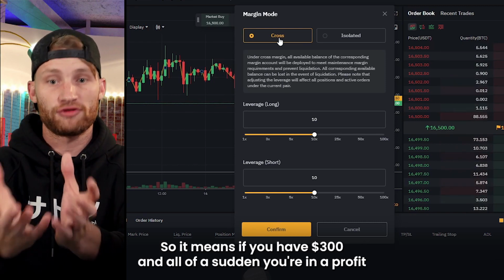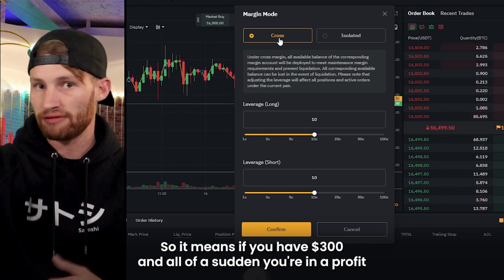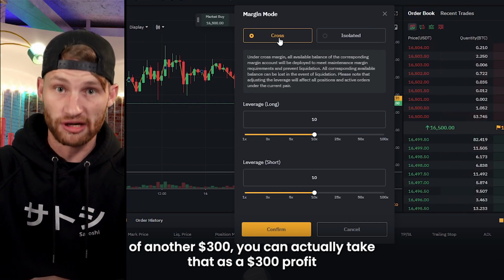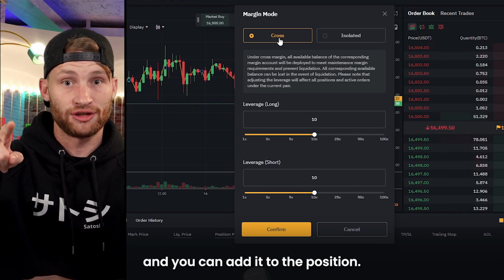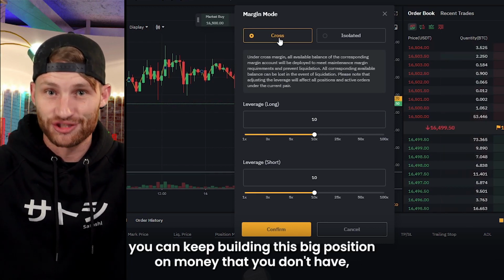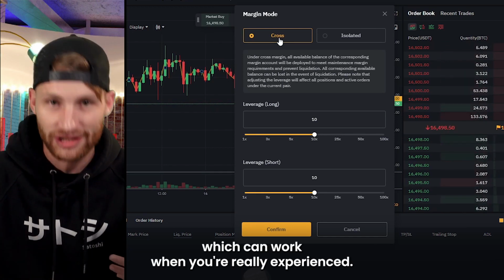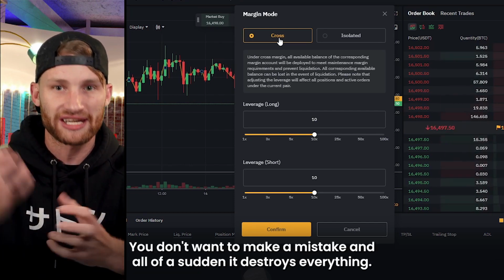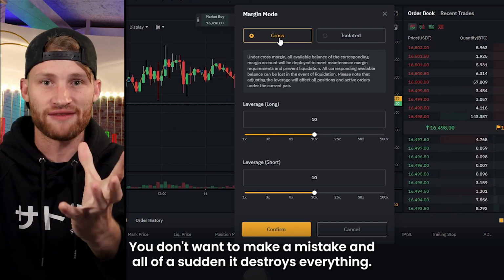So it means if you have $300 and all of a sudden you're in a profit of another $300, you can actually take that other $300 profit and add it to the position, and ultimately you can keep building this big position on money that you don't have, which can work when you're really experienced. But guys, it is super risky. You don't want to make a mistake and all of a sudden it destroys everything.